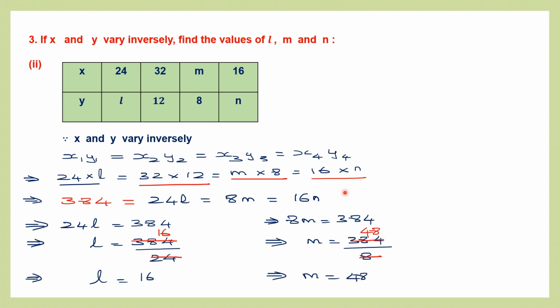Now let's take the next one, that is 16n. 16n is also equal to this, which is 384. So we can say 16n is equal to 384. So now let's find the value of n. N will be 384 divided by 16. That means you can cancel here again 16 ones, and 16 into 24 will give us 384. So the value of n is 24.